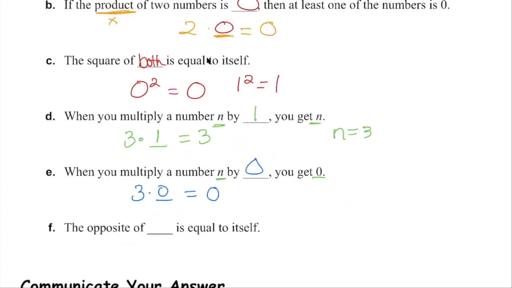The opposite of blank is equal to itself. So the opposite of 0 is just 0. The opposite of 1 is just -1. So obviously it's only true for 0 because 0 really doesn't even have an opposite.